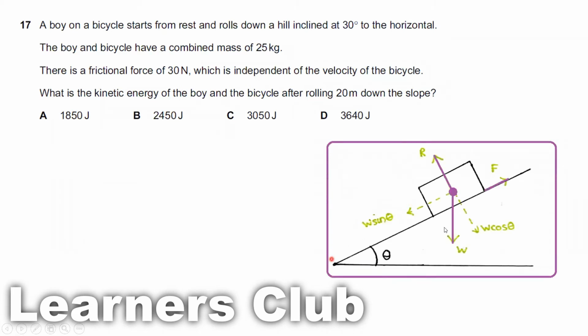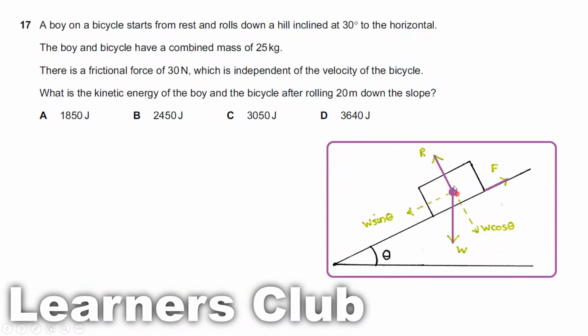As you can see, there is a slope which is inclined by 30 degrees to the horizontal. So this theta is 30 degrees in this case. The boy and the bicycle have a combined mass of 25 kg. So if you consider this object to be the boy and the bicycle, there is 25 kg mass.